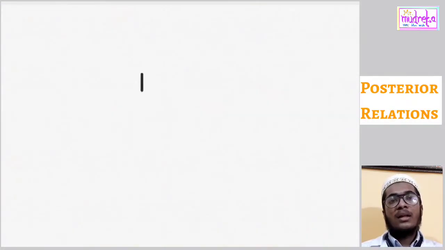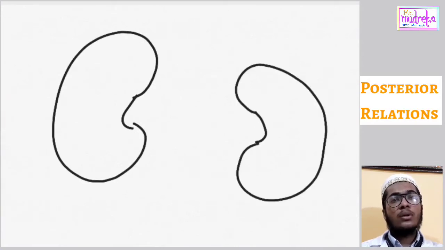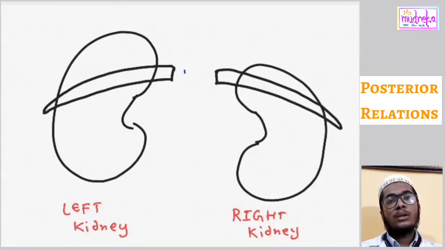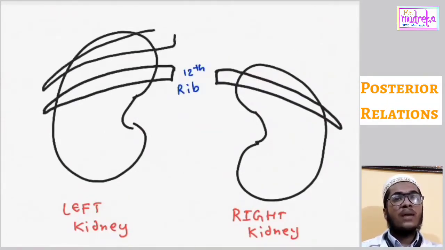As you see here, the right kidney is also related to the 12th rib, but the left kidney is related to the 11th and 12th rib both. The costodiaphragmatic recess therefore extends posterior to the kidneys.